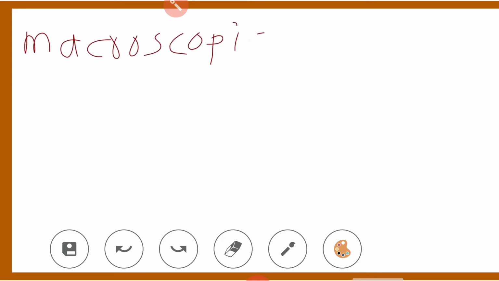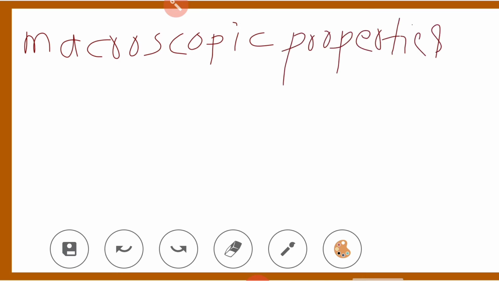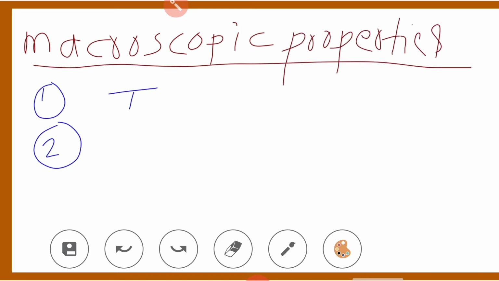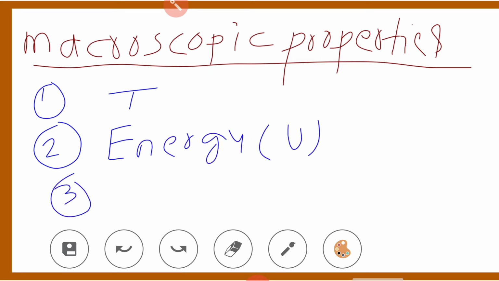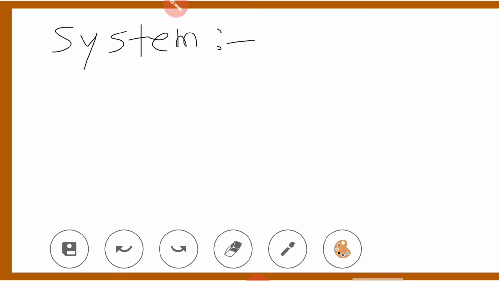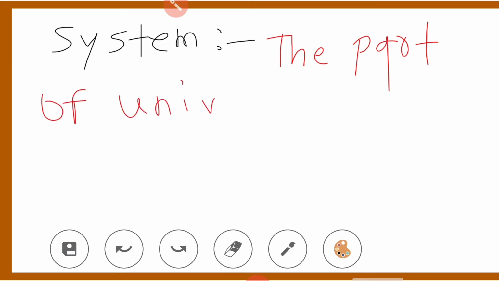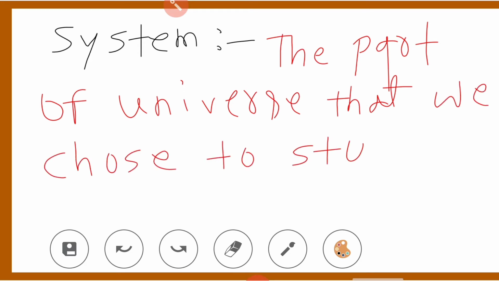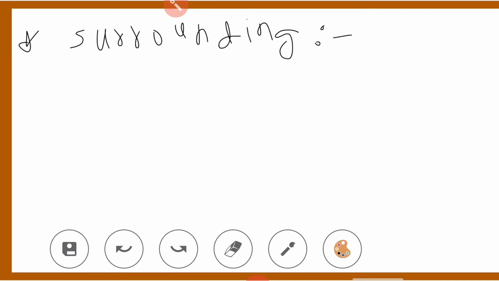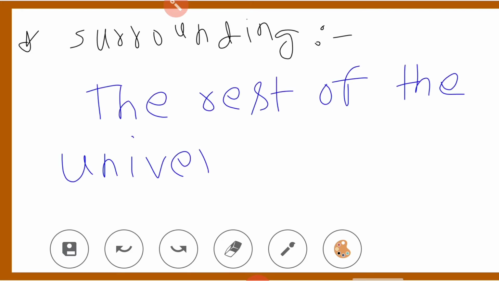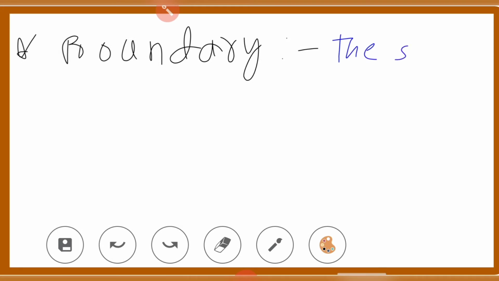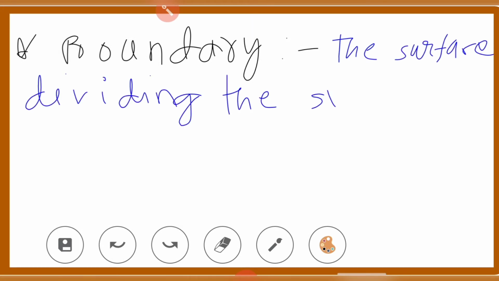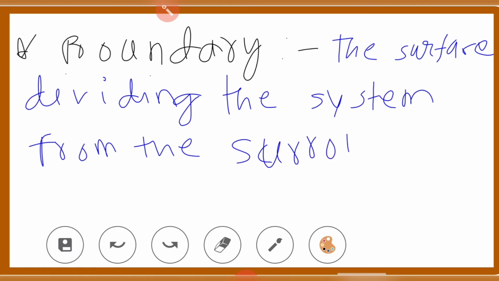Now we have to know some macroscopic properties. Some macroscopic properties are temperature, energy, and entropy. Now we have to know what a system is. System is a very important term in thermodynamics. The part of the universe that we choose to study is called the system, while the rest of the universe is called the surroundings. And the surface dividing the system from the surroundings is called the boundary.